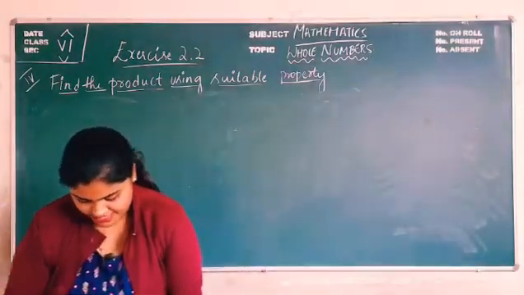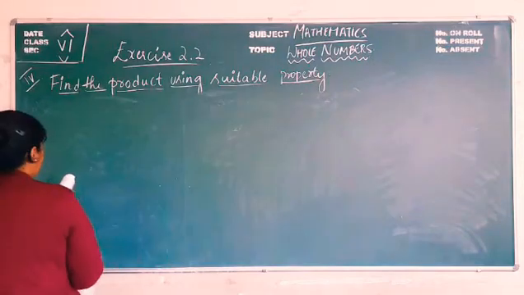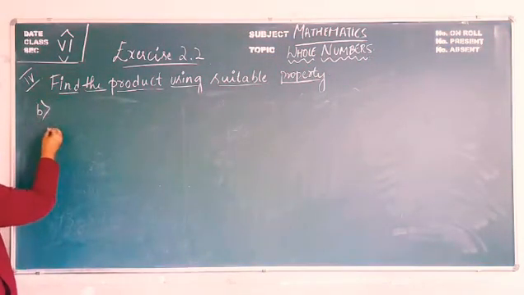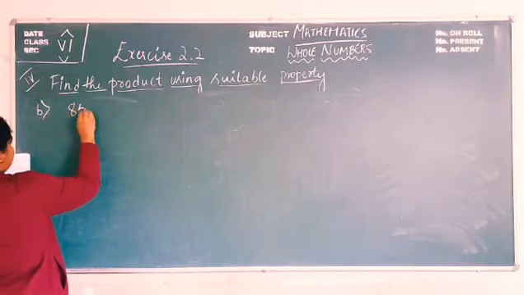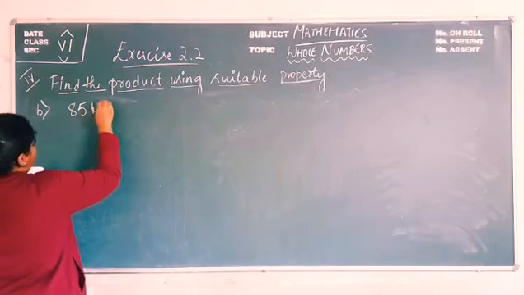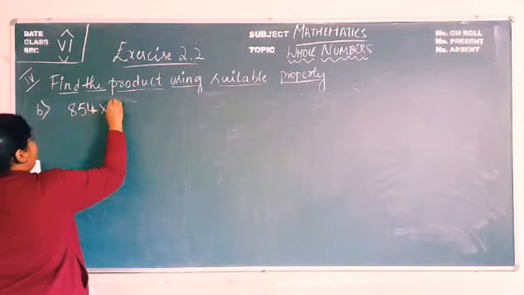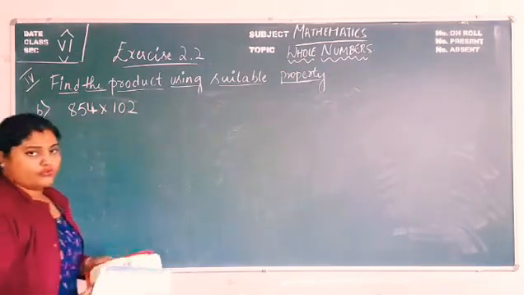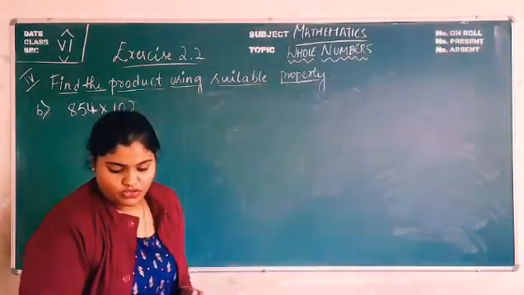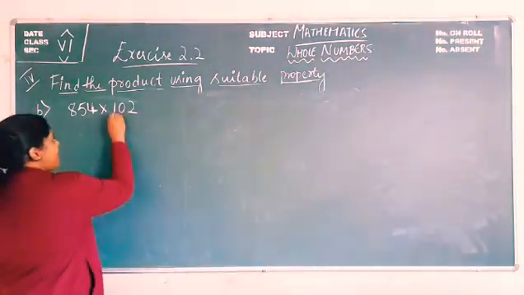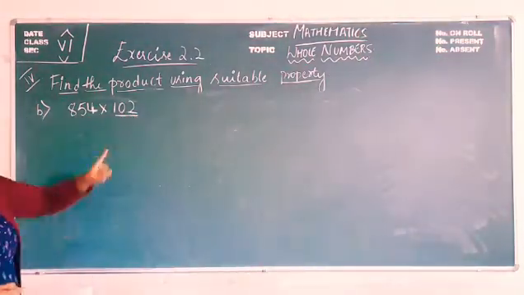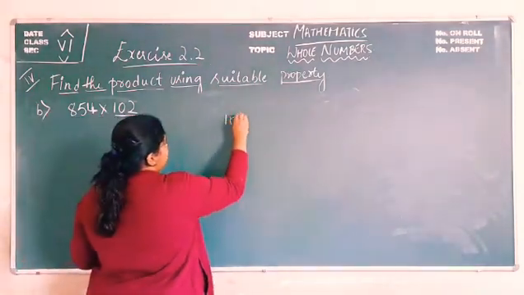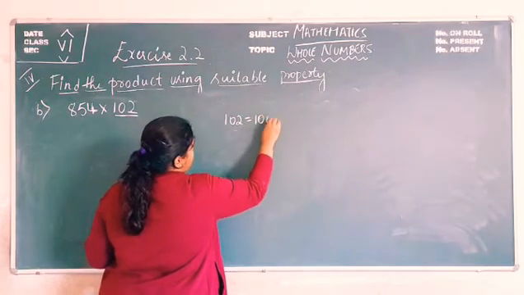Next we will see the second sum, that is question D. Next we have 854 into 102. So here also you can see, we are having 102. So 102 can be written as, yes, 102 is nothing but 100 plus 2.